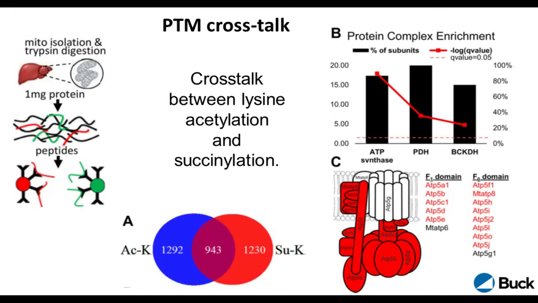And really, I think one advantage of this PTM crosstalk and one-pot enrichment was that we could see these different modifications together. You could imagine that maybe you lose some succinylation sites if you do the individual acetylation enrichment, and you may miss those. In the one-pot approach, you would see them together.